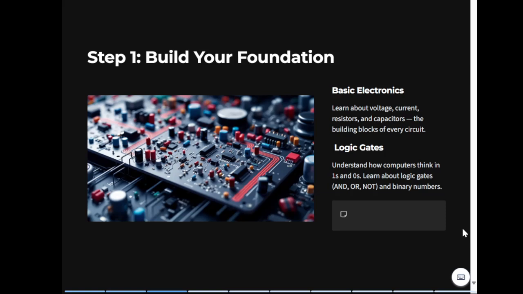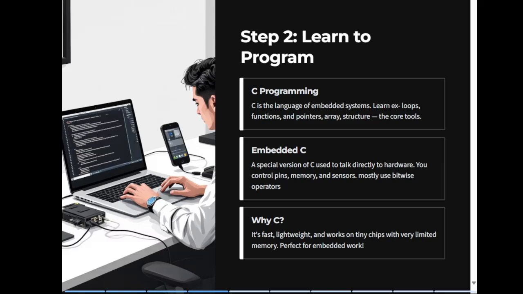Then second is the programming languages. In most embedded systems we use the C programming language. Why do we need programming? How to control your hardware is decided by the programming language. The most important language here is C, because C is fast, efficient, and close to the hardware.